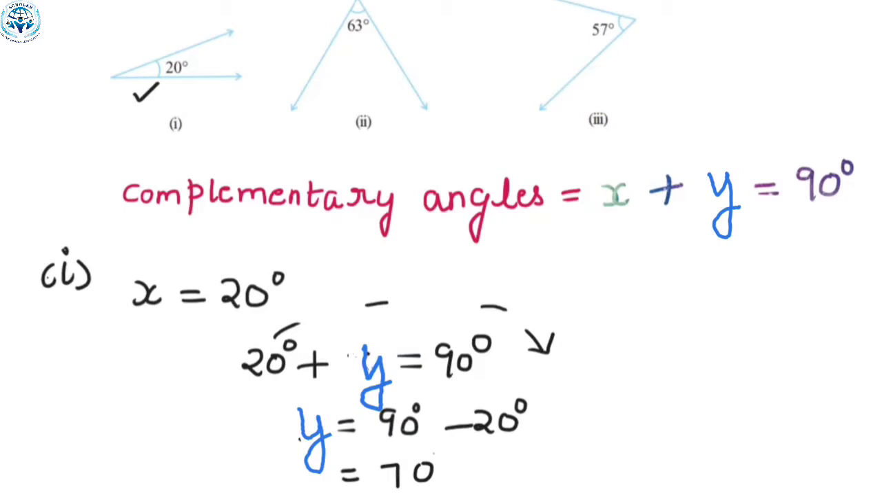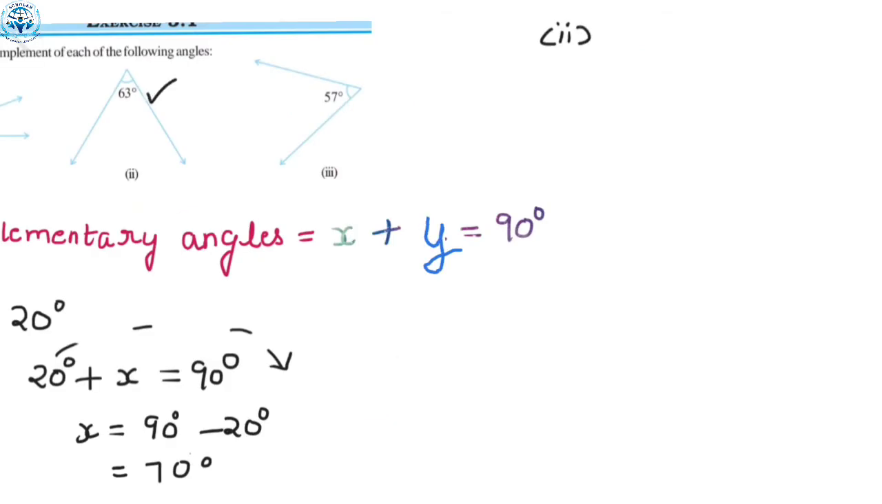If you take 20 degree from left hand side to right hand side, the sign will be changed from addition to subtraction. The answer will be 70 degree. That means another angle, or the complement of this angle, is 70 degree.